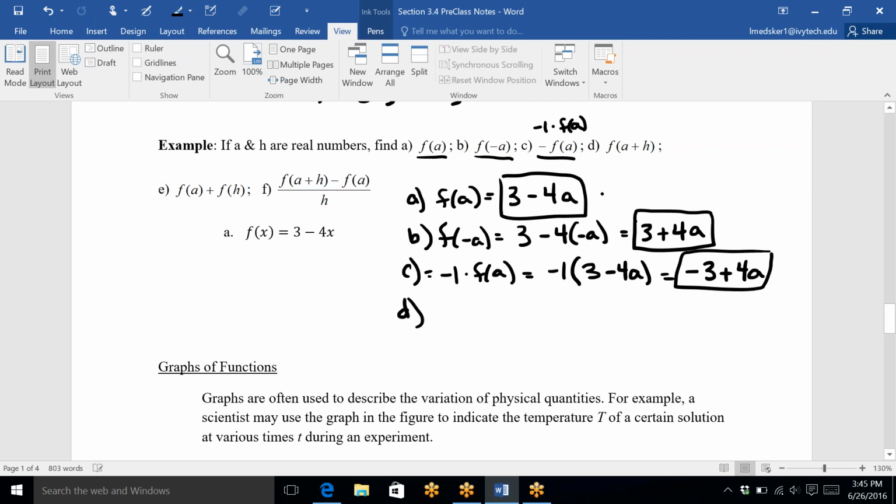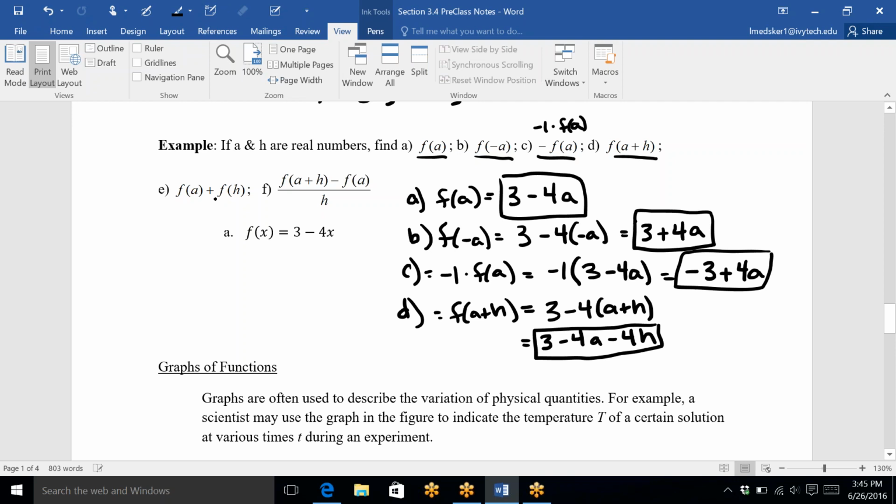For d, we're doing a plus h inside. So that's a binomial getting plugged in where there used to only be one thing. So we will probably have to do FOIL or distributive property when those things happen. It looks like we have to distribute. So this is 3 minus 4a minus 4h. No like terms, so that would be my final answer.